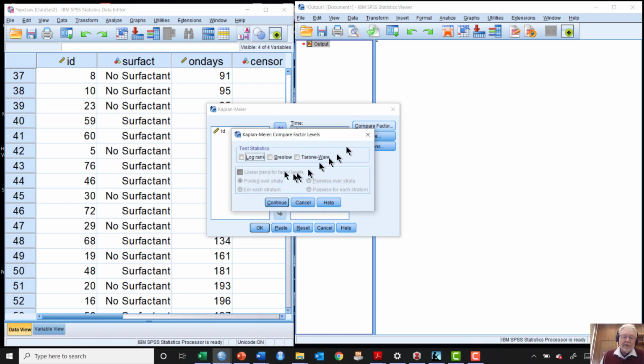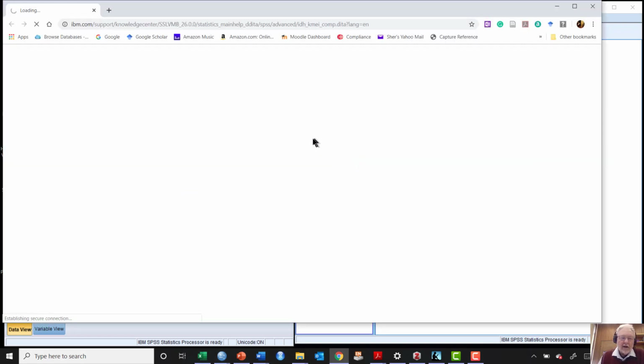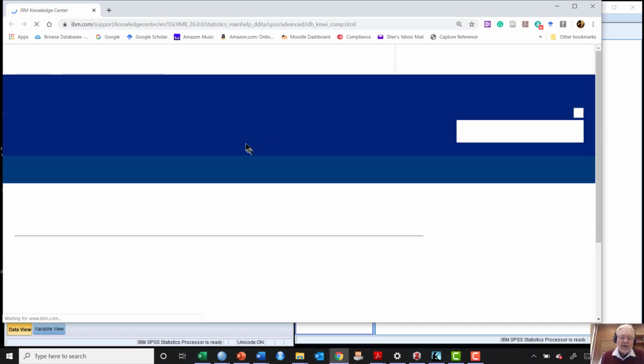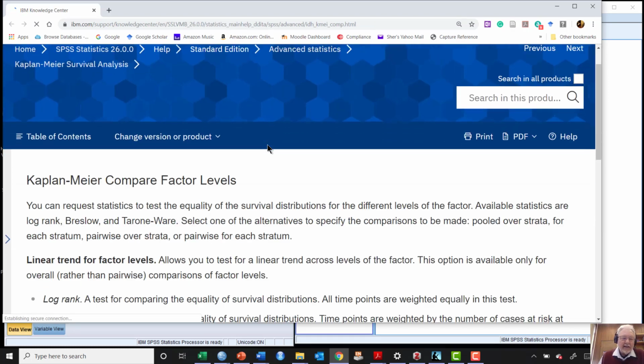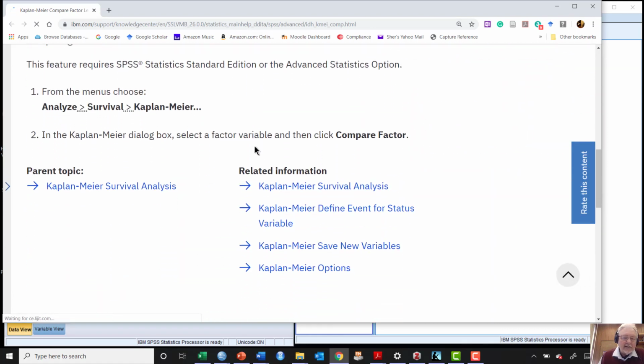Now we're going to want to compare the factors, and the comparison we're going to do is the log rank statistic. There are others, Breslow and Tarone-Ware, that basically cover different times of when the curves are different. So you can look at that and get some information there.